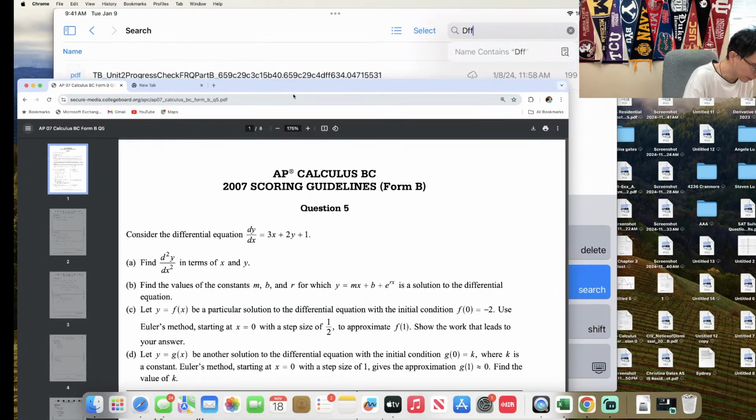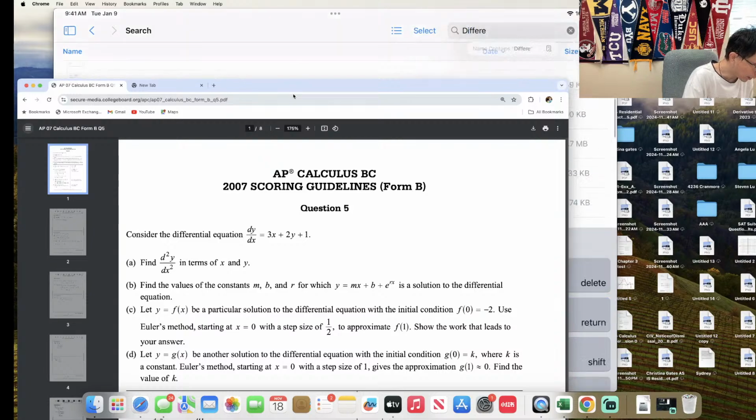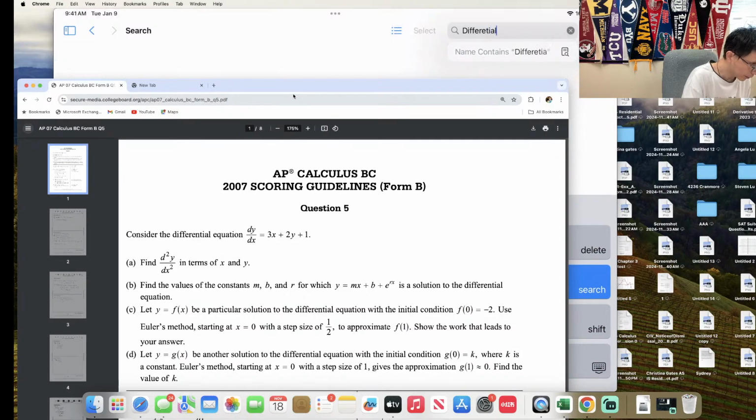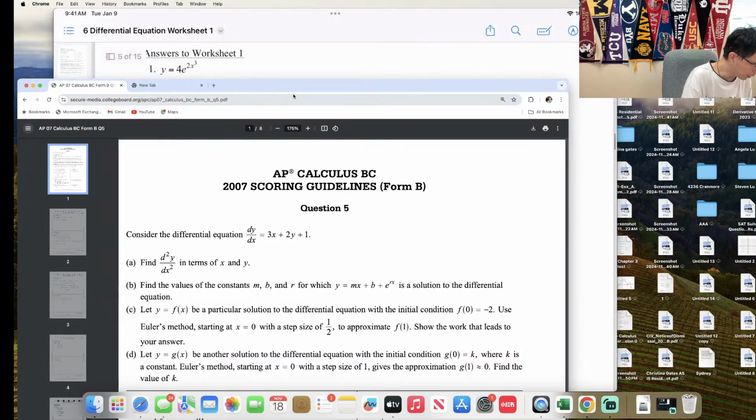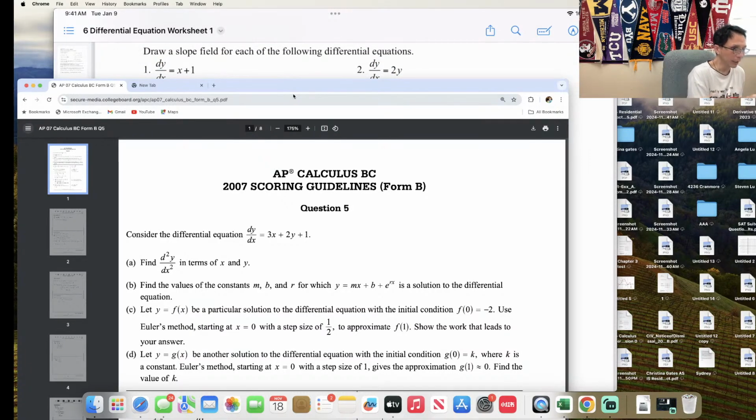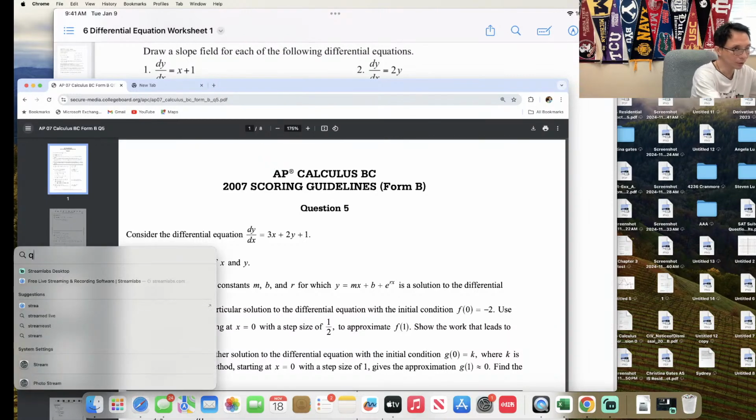So, differential equation. Okay, so first of all, let's talk about how we draw the slope field. Most of you already know how to draw a slope field, but this is for the people who don't. Sorry, let me show you here.